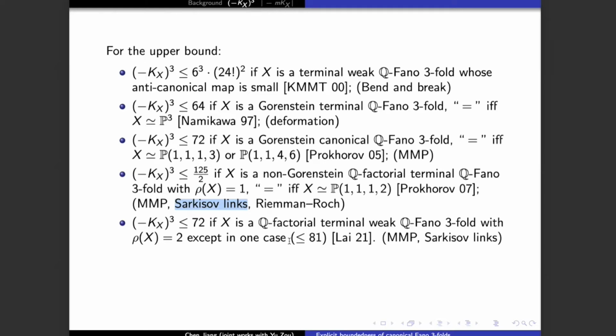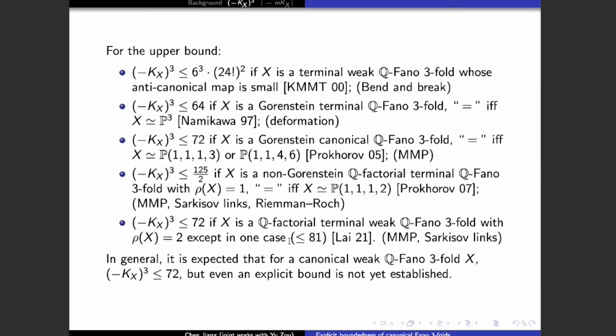For example, when the Picard number is bigger than 2. Okay, so up to now, before this result, we don't have a very good explicit upper bound for the volume. Of course, we know the existence because we know boundedness, but we don't have an explicit value. And I should mention that conjecturally it should be 72, as in the Grunstein canonical case.